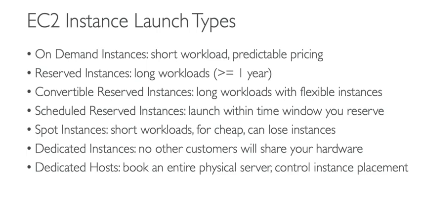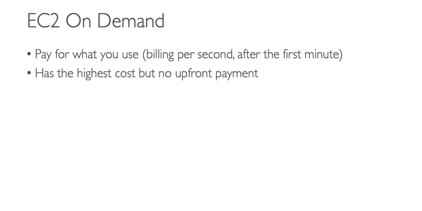I'll just do a quick deep dive in all of them just so you get a better idea. So for on-demand, it's what we've been doing. We pay for what we use. When we launch an instance, we're going to be billed per second after the first minute. And it has a high cost, but there's no upfront payment. We can just go ahead, launch an instance like we've been doing, and we're fine.